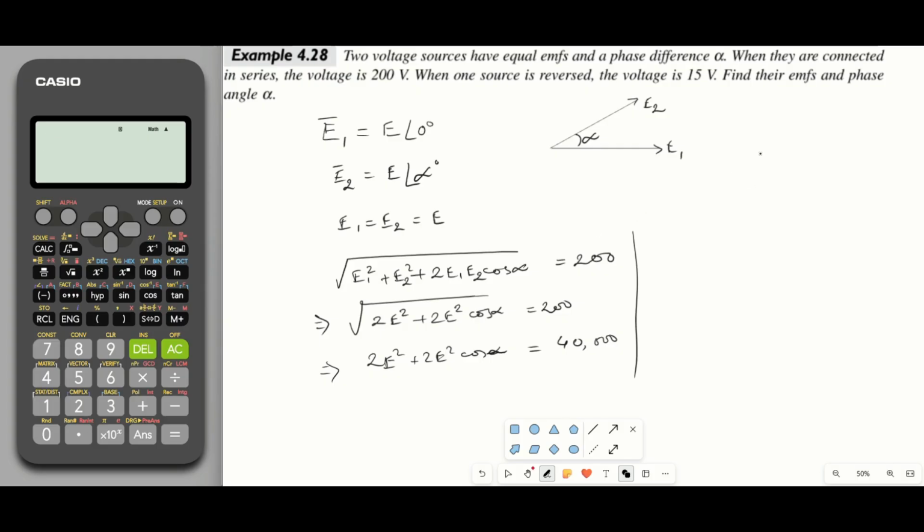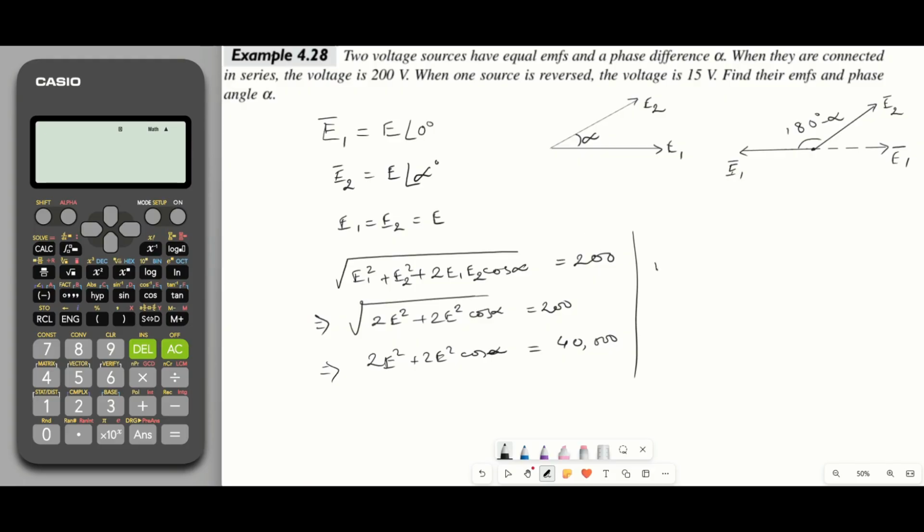Okay, so now let us move to the next part, where one of the signals is reversed. This is E1. If you reverse it in the other direction, it will be in this direction. Earlier it was here. Since it is reversed, E1 will come here, and this is the previous signal, so let me put it as a dotted line. Now E2 is present here at an angle alpha. So now this angle will be 180 degrees minus alpha.